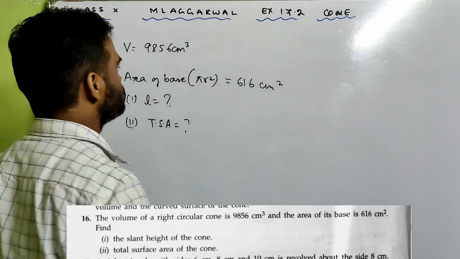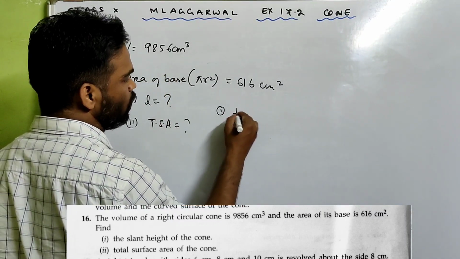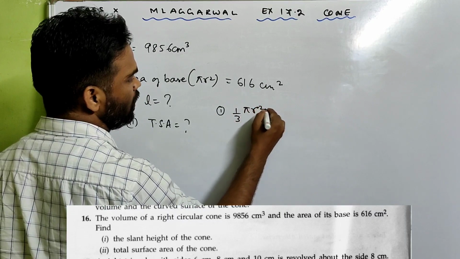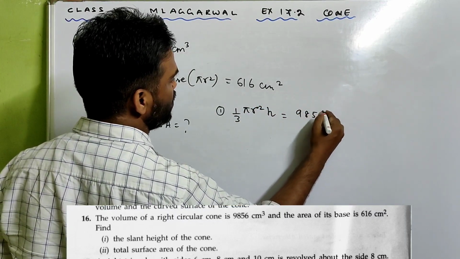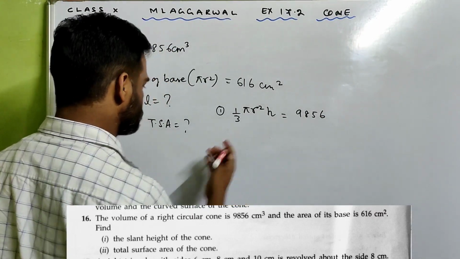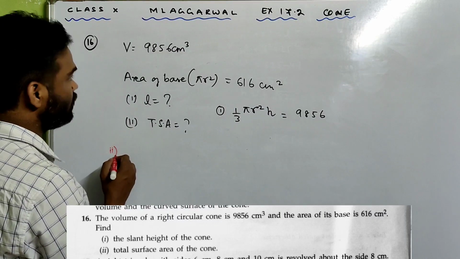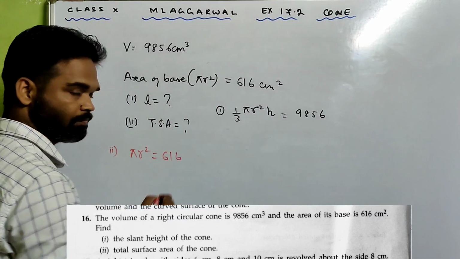Very easy. Look, first of all, what is given to us? Volume is given to us. Volume is 1/3 pi r square h. This is given to us as 9856. And what else is given to us? Number 2: area of the base, which means pi r square is 616.